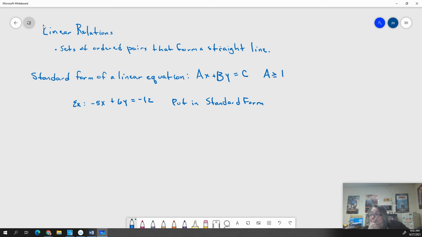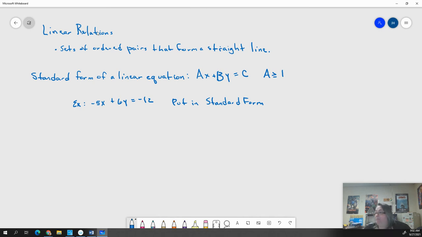No, y is good. Look at this little rule I have on here. A has to be greater than or equal to 1. Is our A greater than or equal to 1? Is what is in front of our x value greater than or equal to 1? No, we got that nasty negative in front of it, right? We can't have a negative for standard form.